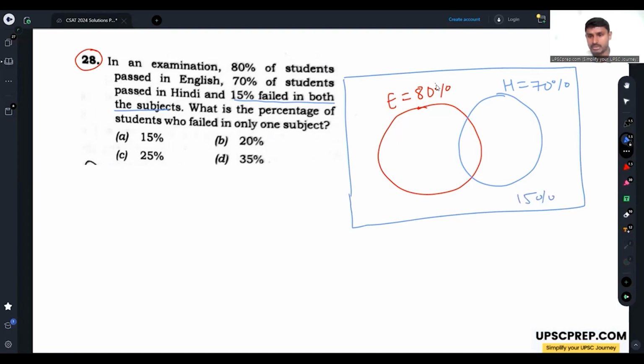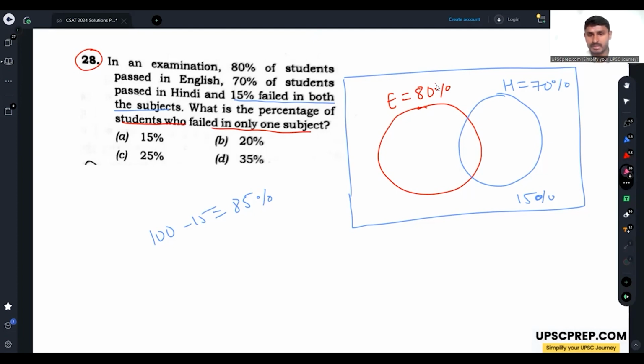Okay, तो दोनों सर्कल का मिला के कितना होगा फिर? हिंदी का सर्कल प्लस इंग्लिश का सर्कल will be 100 minus 15, 85% होगा, right? So we have to use the same logic here. What is the percentage of students who failed only in one subject? Okay, so we have to find out the percentage of students who failed only in one subject. So how do we find this out?